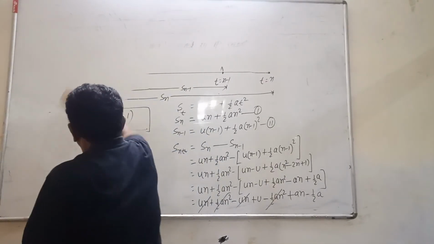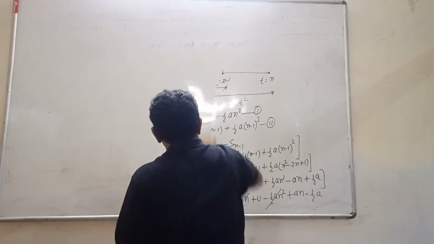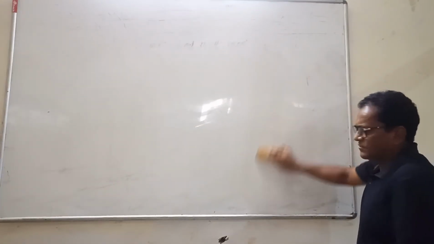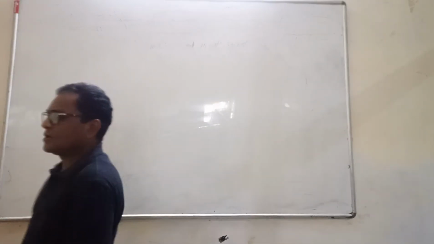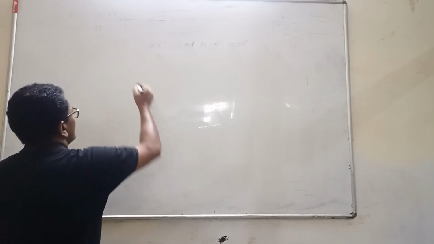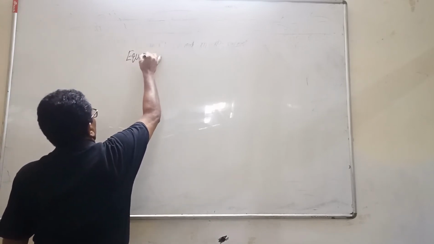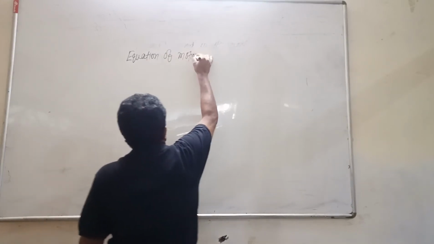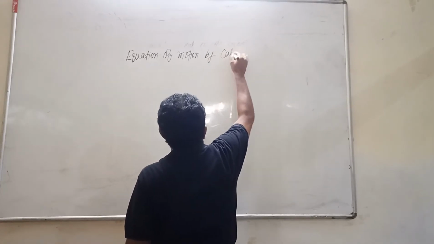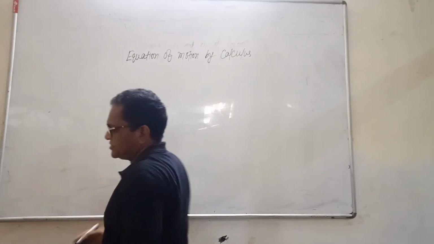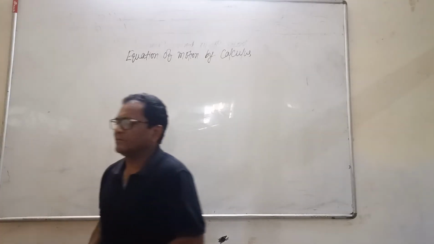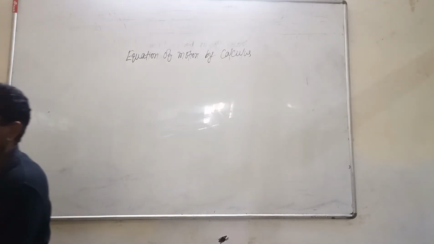Now we will see all these four formulas, derivation of all these four formulas from calculus method. So equation of motion by calculus. Calculus means differentiation and integration. So we will use differentiation and integration for finding the equation of motion from calculus method.